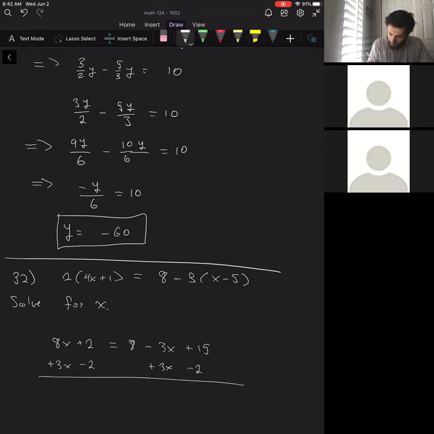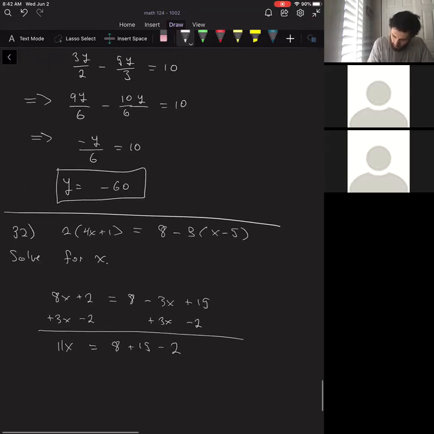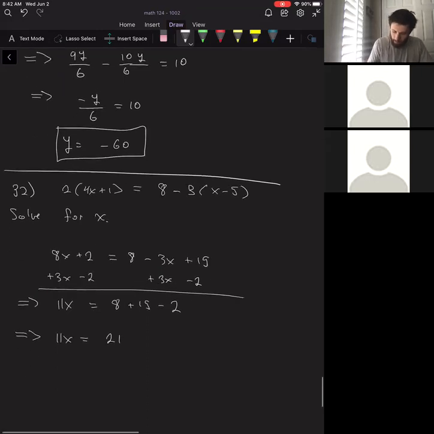So on the left-hand side, we just have 8x plus 3x, which is 11x. On the right-hand side, we have an 8. Let's just rewrite it: 8 plus 15 minus 2. So let's simplify the right-hand side. 8 minus 2 is 6. 6 plus 15 is 21. Okay, and then divide by the 11, so we get x is equal to 21 divided by 11.